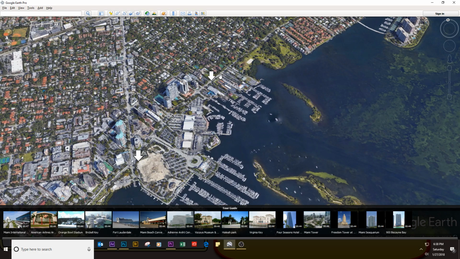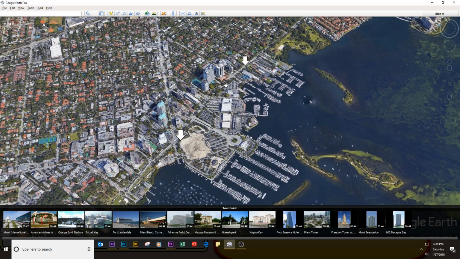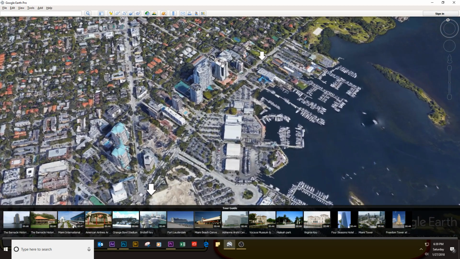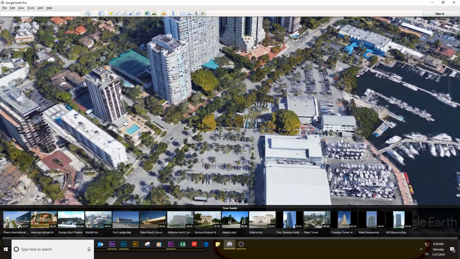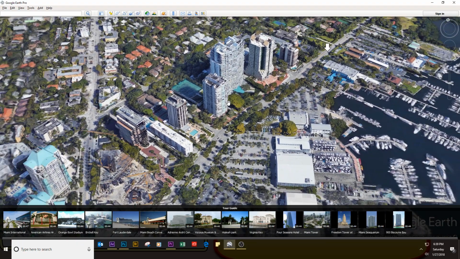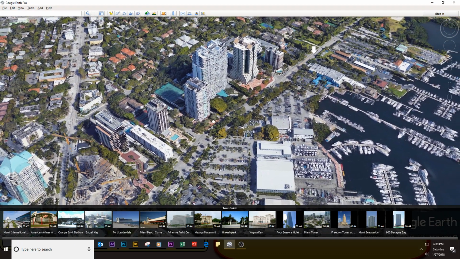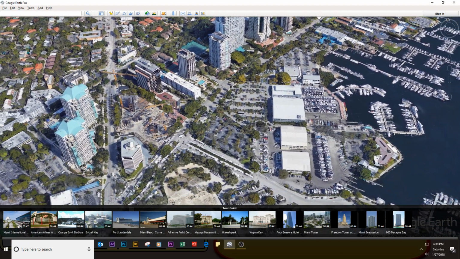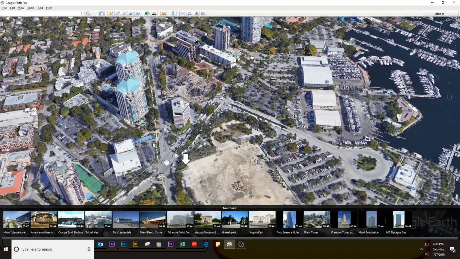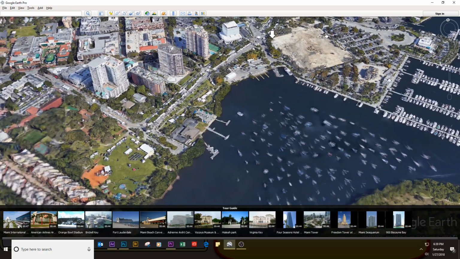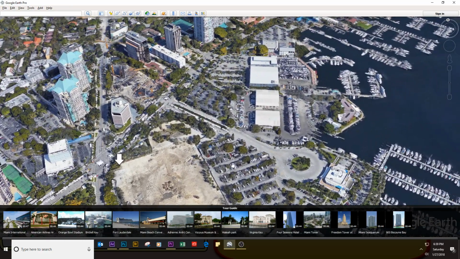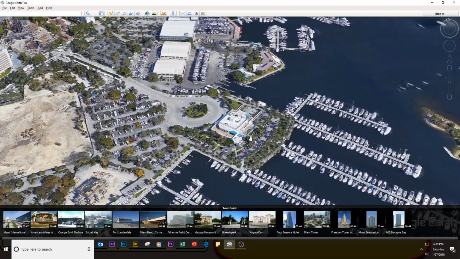Now, you guys may like this. This is Coconut Grove. You see the condominiums there. And as a candidate, this is your favorite part of this tour. Your favorite part is right here.